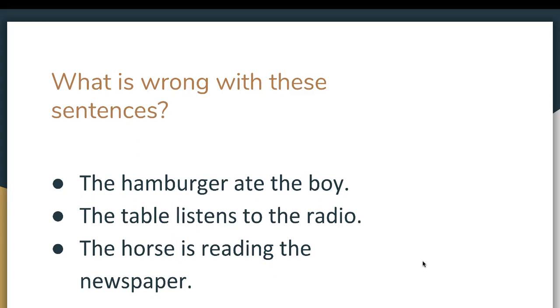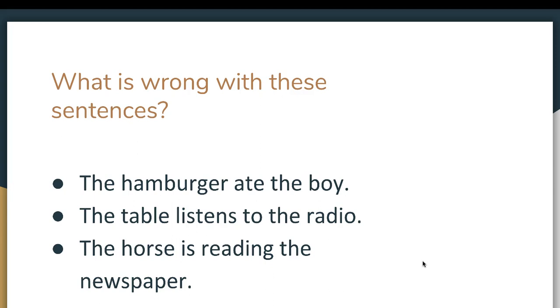Hamburger ate the boy. The same thing happens in the table listens to the radio. We have a noun, we have a verb, and that's really all we need to have a complete sentence, right? But we still have another noun at the end of that sentence. And then the horse is reading the newspaper. So those are sentences that are grammatically or syntactically correct, but meaning-wise, they're not correct. Okay?